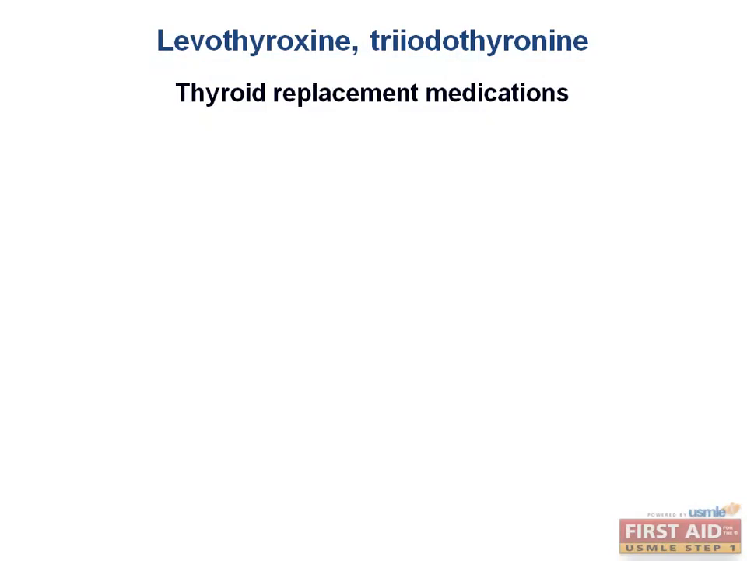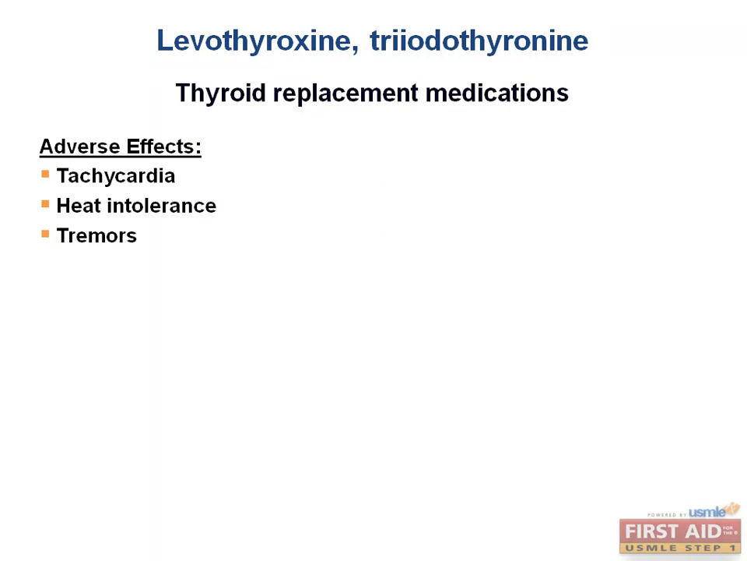Now, since these drugs are used to replace thyroid hormone, which is not being made, name 4 side effects you might expect to see. Think about the side effects as symptoms of hyperthyroidism, and these would be tachycardia, heat intolerance, tremors, and arrhythmias. On the boards, if you see hyperthyroidism symptoms and no apparent cause, keep in mind some patients may be taking these drugs surreptitiously or inadvertently in diet pills.